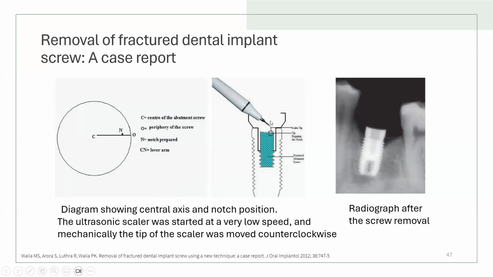Okay, so after they place the notch, they use an ultrasonic scaler at very low speed, and they mechanically tap the scaler and start to move it counterclockwise until the screw was removed. And here is the X-ray after the screw removal.